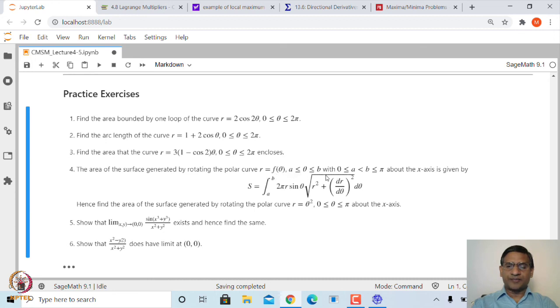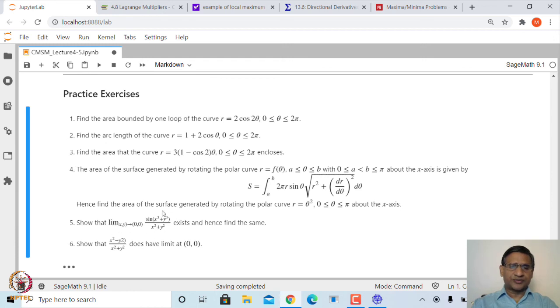r is equal to f(theta), theta varies between a and b, and you need to assume that a is strictly less than b and both lie between 0 and pi. And in that case, this area is given by the integral of 2 pi r sin theta times the square root of r square plus (dr by d theta) whole square, d theta, and the limits are between a and b. Again, you can obtain this formula for the area of the surface from the Cartesian coordinates. You already know the Cartesian coordinate formula, so you just use a change of variable and you will get the answer. And the next two problems are on limits.